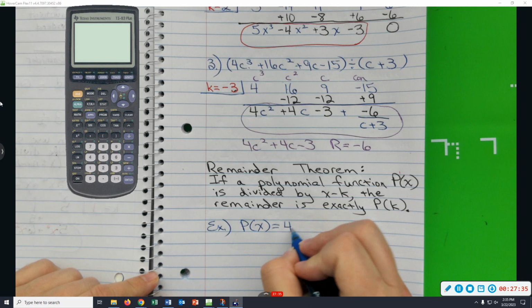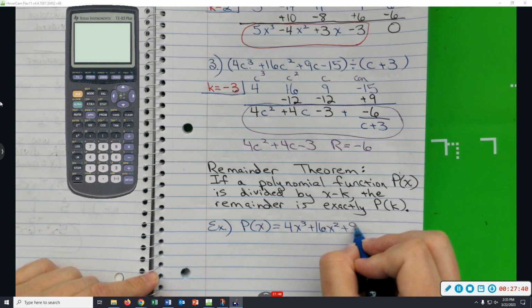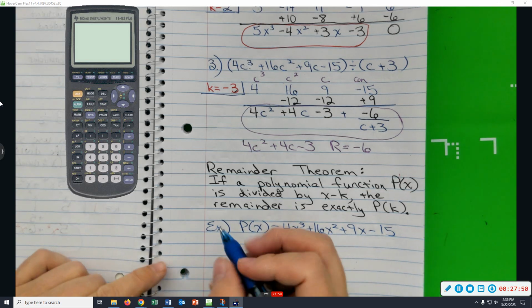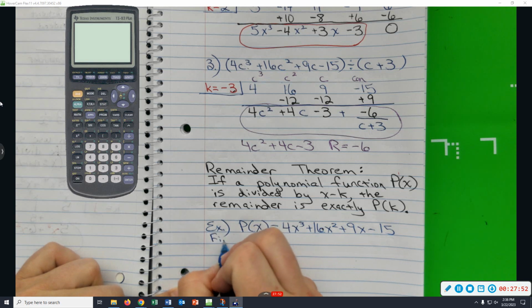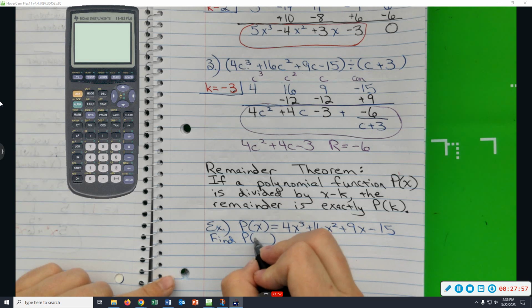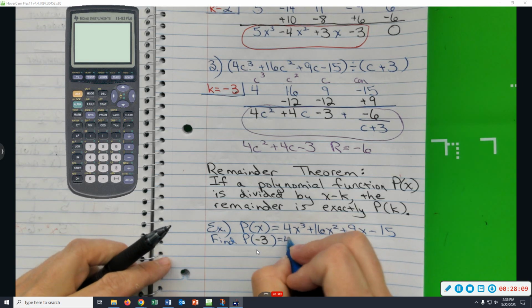Here's the function: 4x cubed plus 16x squared plus 9x minus 15. Suppose we had that function, and we were told find p of negative 3. We know function notation. That's saying go to the function, and wherever you see an x, plug in what number? Negative 3. So here we go through.